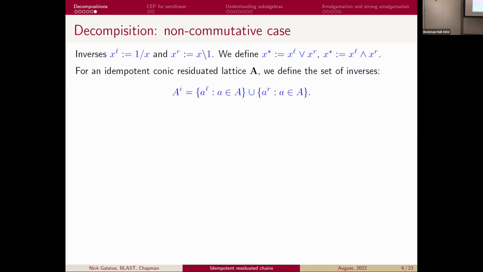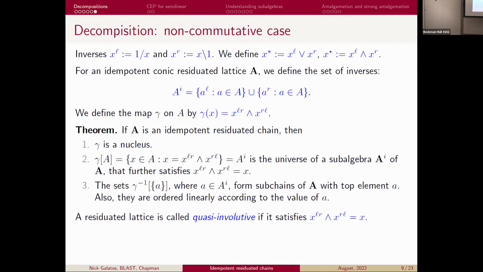So I want to take the set of all inverses, left inverses and right inverses together. This is the set of all inverses. And the map that has this inverse is actually the meet of the two closure operators. That's the one we should be taking. And that one is a nucleus. Both of them fail, but the meet does work. And the image is precisely the set of inverse elements, left and right. And the pre-images give you exactly the chains. So that's the whole decomposition.